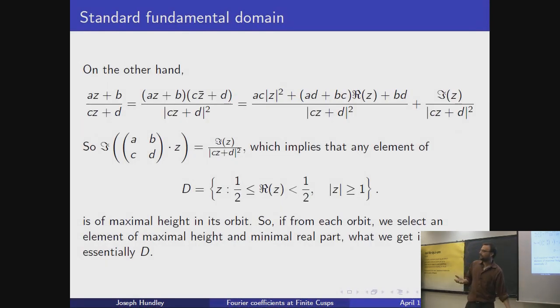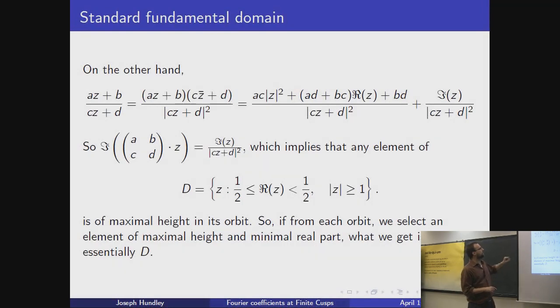Now, I claim that that's actually a fundamental domain. And what it boils down to is that if you are between negative a half and a half and you are not in the unit circle, then you are of maximal height in your orbit. No element of your orbit is higher. Higher means has a larger y coordinate or imaginary part. So I need this little computation about what the imaginary part looks like, which is an interesting computation anyway.